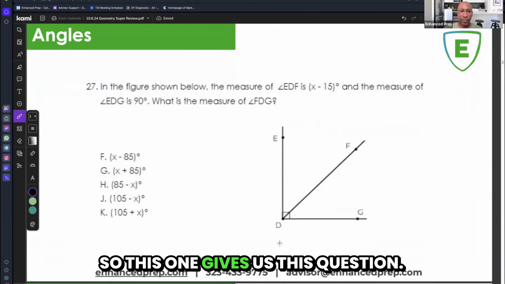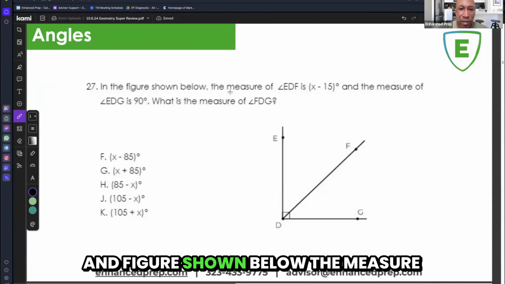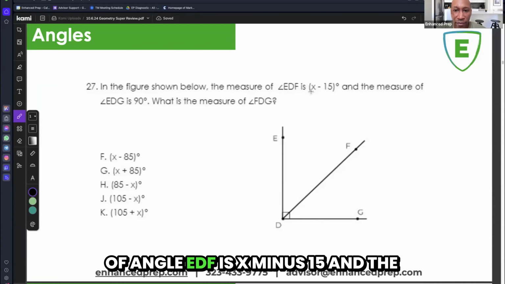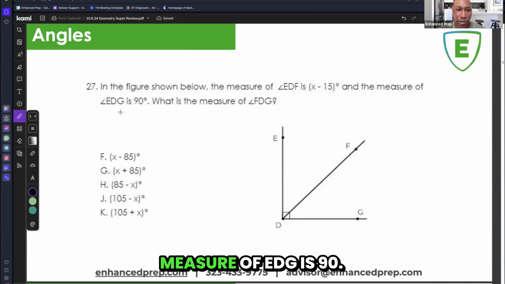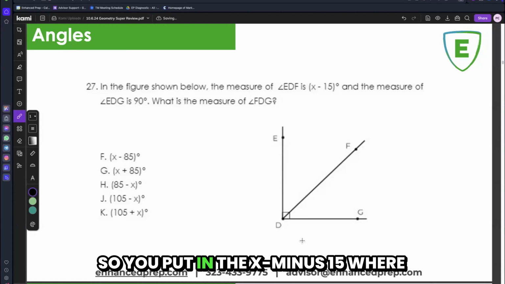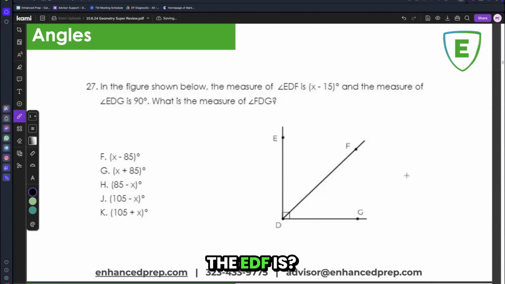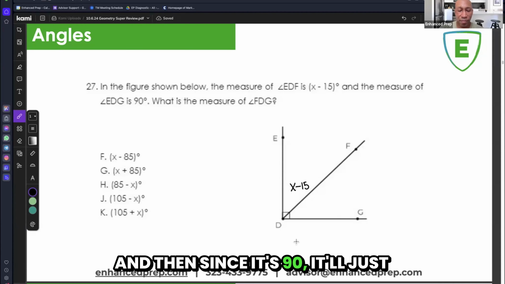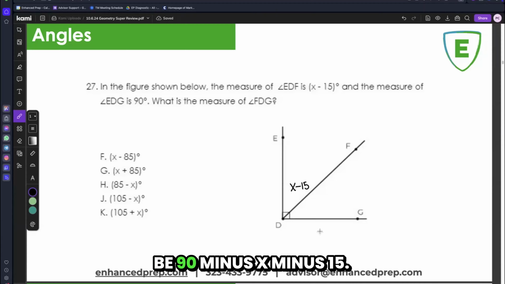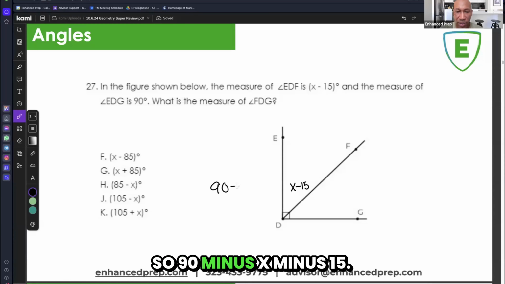So this one gives us this question. In the figure shown below, the measure of angle EDF is x minus 15, and the measure of EDG is 90. What is the measure of FDG? Okay. So how are we going to solve this one? What do you think? So you put in the x minus 15 where the EDF is. Okay. And then since it's 90, it'll just be 90 minus x minus 15. Right. So 90 minus x minus 15.